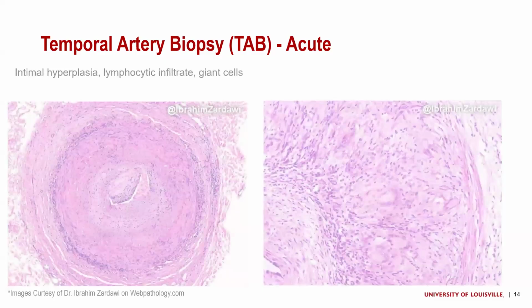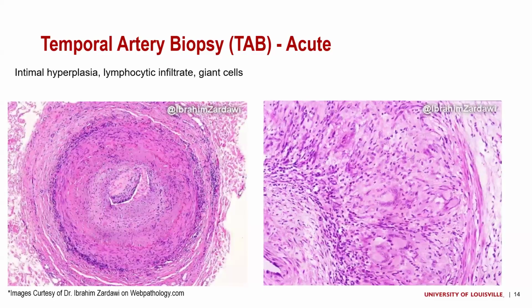Now, in the acute phase of giant cell arteritis, this is more like what your temporal artery biopsies might look like. Some of the notable things you'll see. If you look at this one on the left, you'll see that there's significant intimal hyperplasia. So the tunica intima is much thicker than in the previous slide.